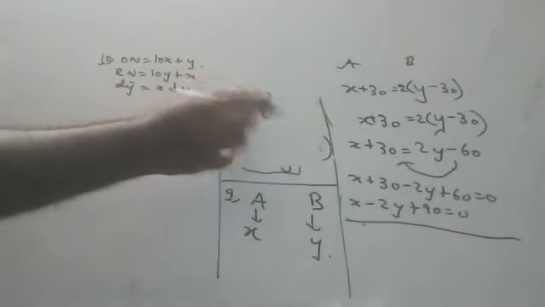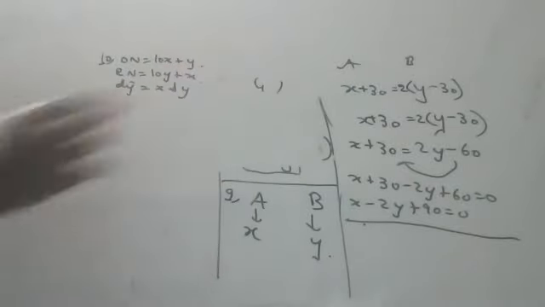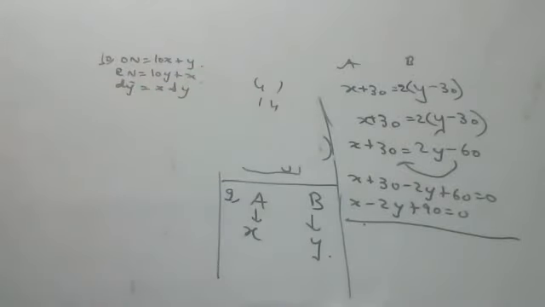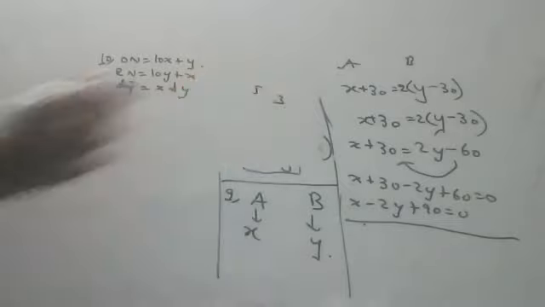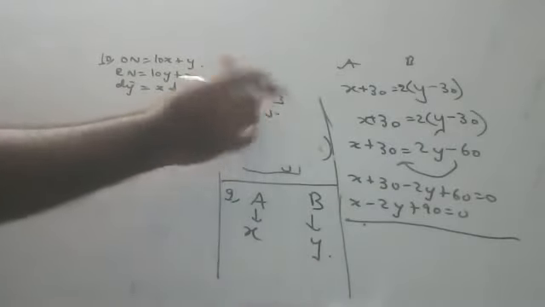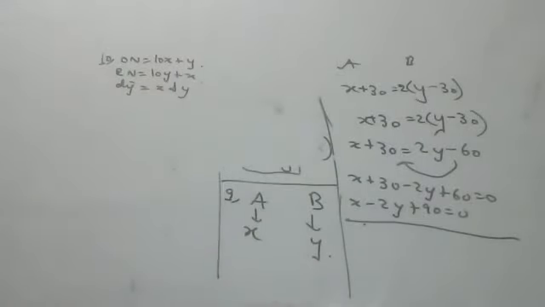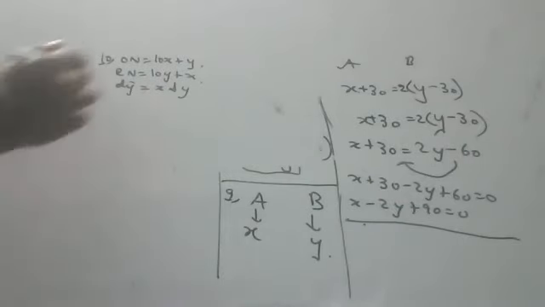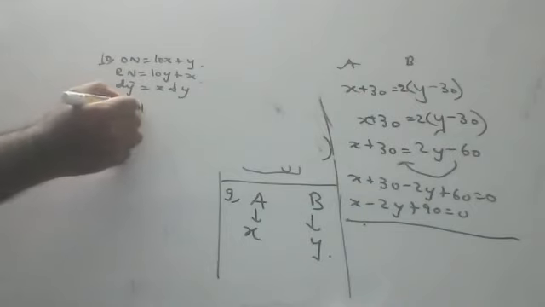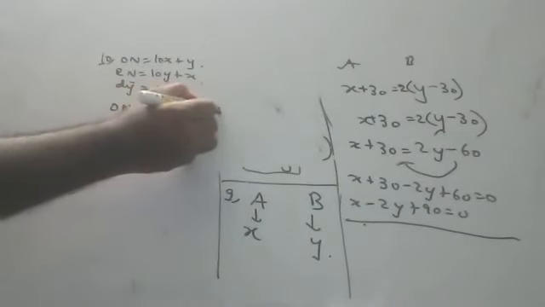Reverse number is 32. Okay, suppose 41 is the original number, 14 is the reverse number. Suppose 53 is the original number, the reverse number is 35. So the original number we write as 10x plus y, and the reverse number we will write as 10y plus x. If 27 is added to the original number, it will become the reverse number.